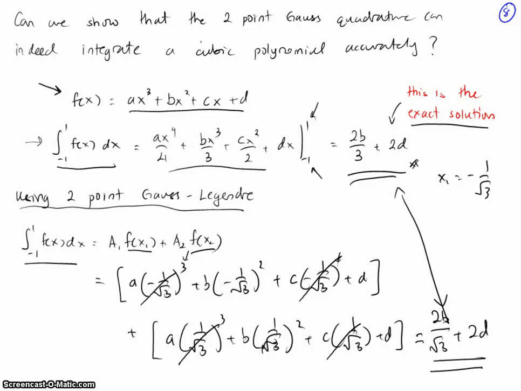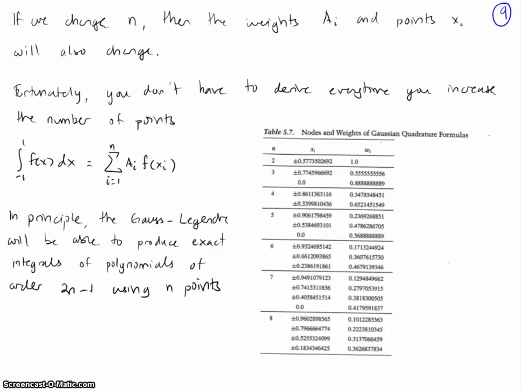Now, this is also what I mentioned in the earlier part of this recorded lecture, which is if you're going to change the number of points that you choose, then the weights and the points that you have derived when you assume 2 Gauss points will not be valid anymore. So every time you want to change n, the weights ai and the points xi will also change. So in this case, you will have to derive again the corresponding values of a and the corresponding values of x.